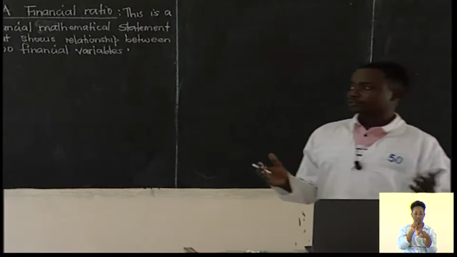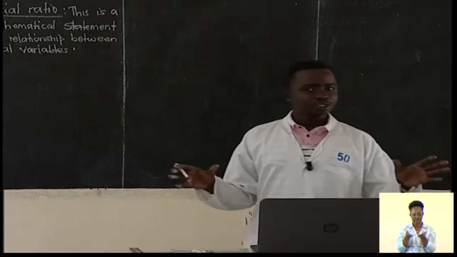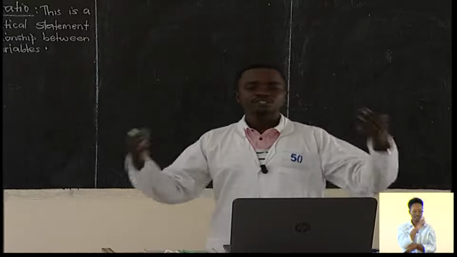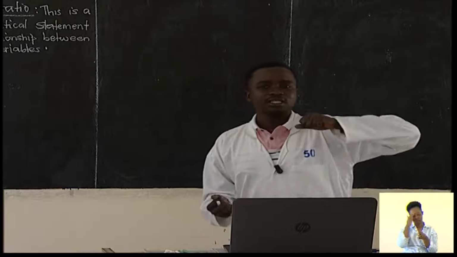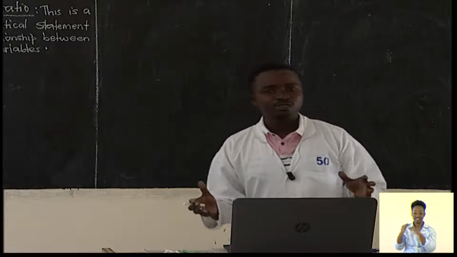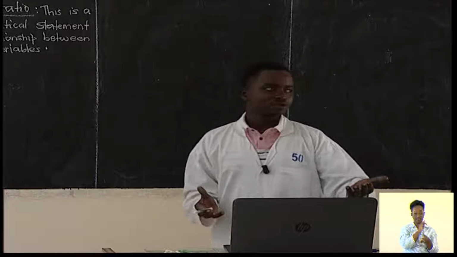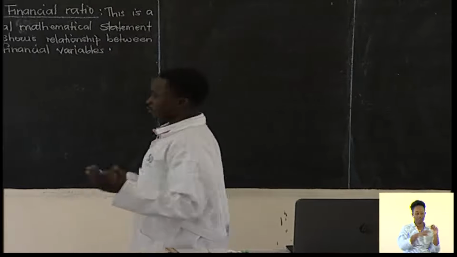So these financial ratios here, we shall interpret them. We shall, for example, compare the current assets and the current liabilities. When you compare those two financial variables of the business, then we shall be able to interpret. We know either current assets are greater than current liabilities. What does that one mean? If current liabilities are less than current assets, what does that one mean? So we have different types of financial ratios.